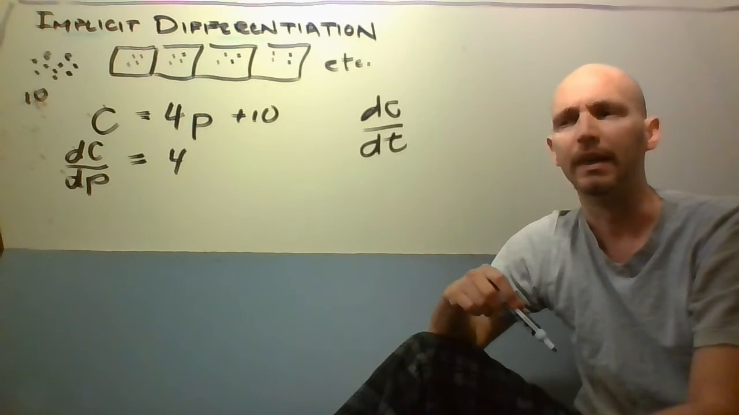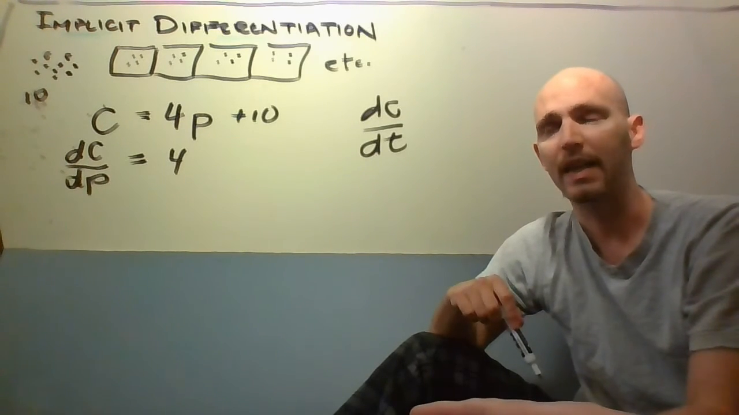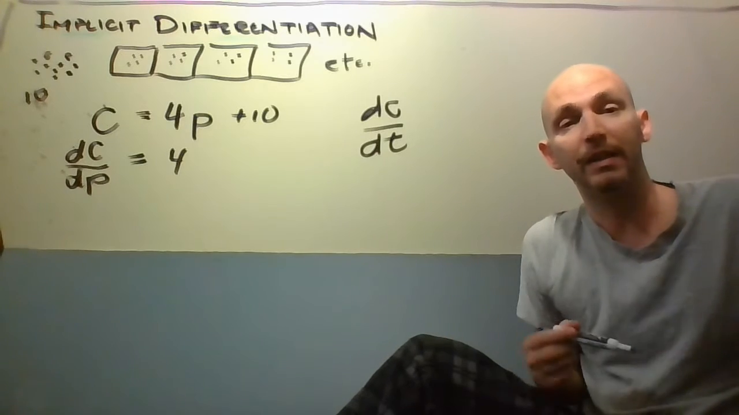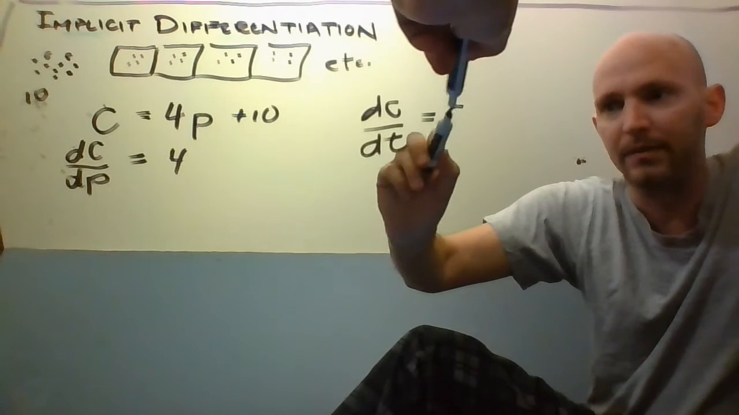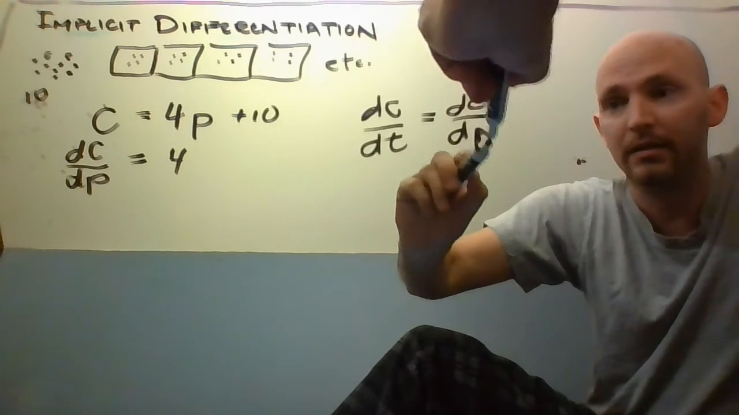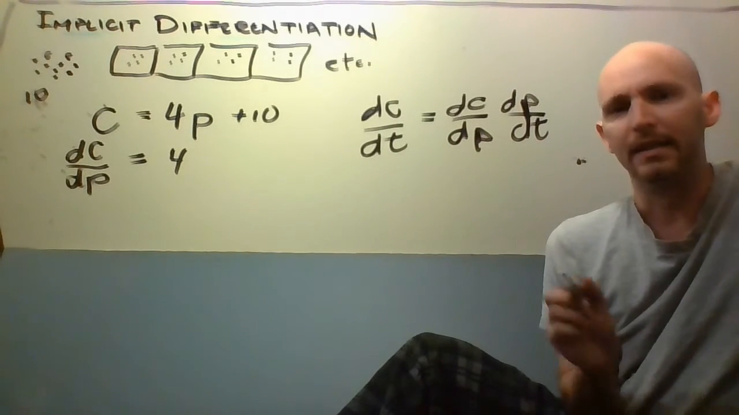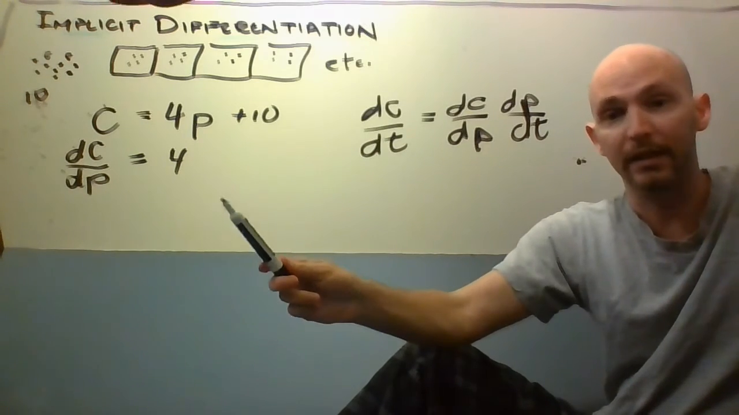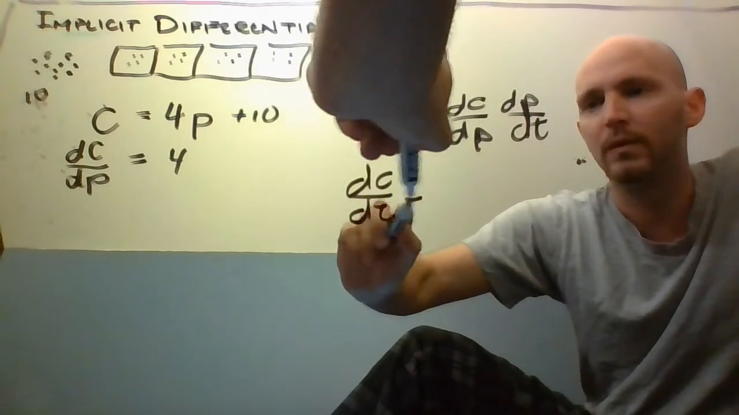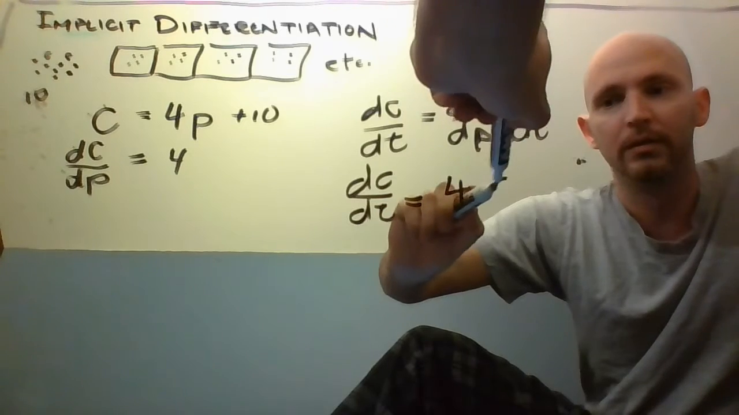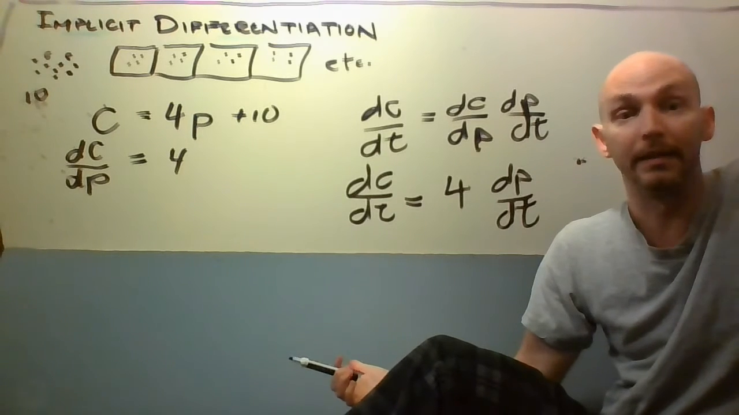So if we think about what we did in the last video, if I were to take this thing and try to do the implicit differentiation on it, dc dt would be dc dp times dp dt, and dc dp we already have an answer for, right? We did it over there. So dc dt would be 4 dp dt. So that's it, and that's the answer.